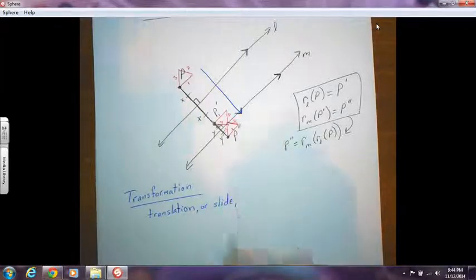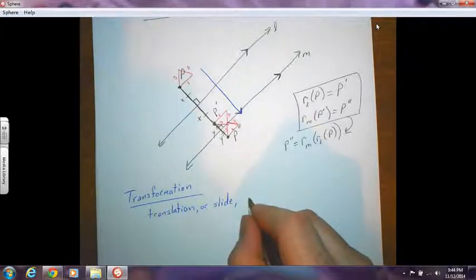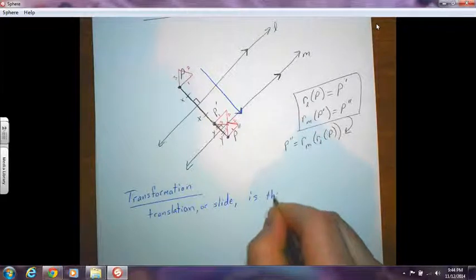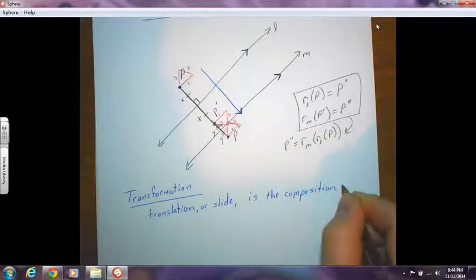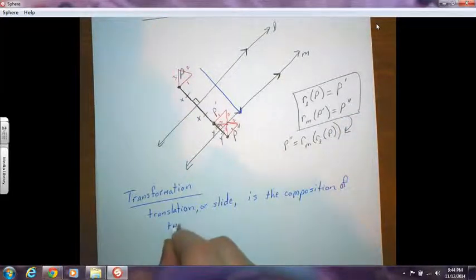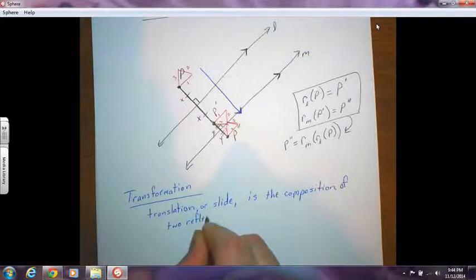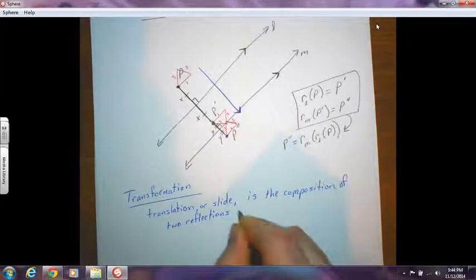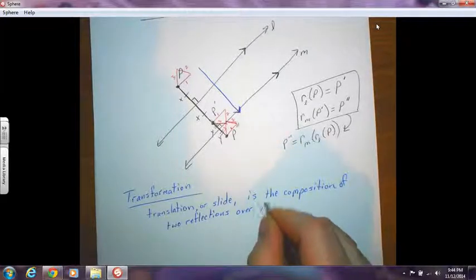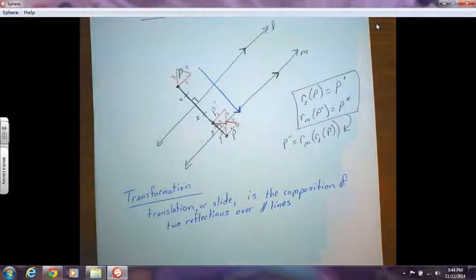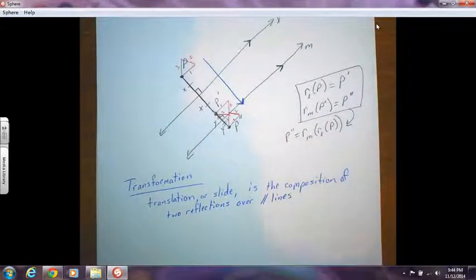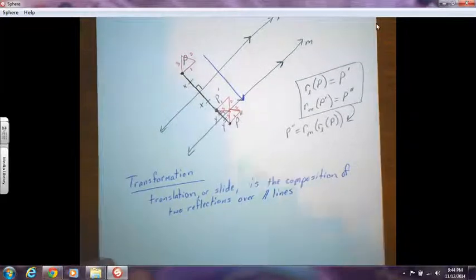So we get this translation, or a slide, by composing two reflections over parallel lines. So it's the composition of two reflections over parallel lines. And what's nice about a translation or a slide is that it is described using what's called a vector.